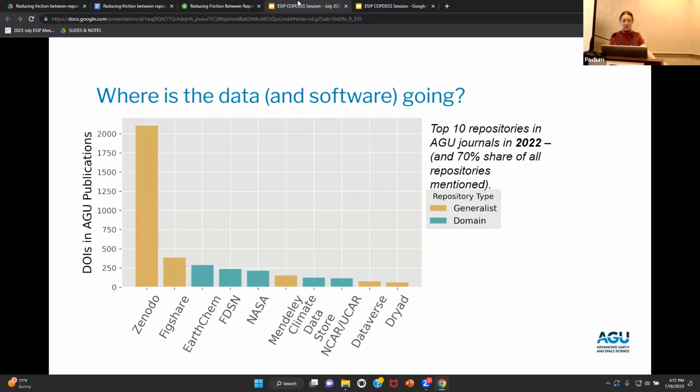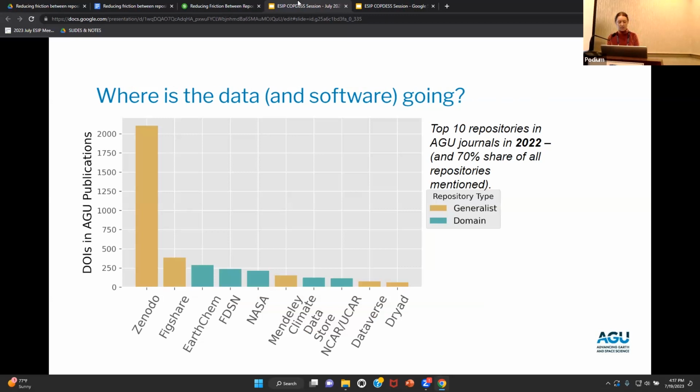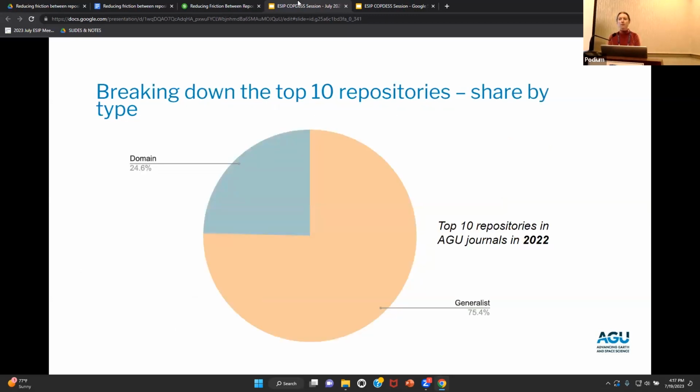You can see that Zenodo is capturing a huge majority of data sets and software that's being shared at AGU. I think the number across every single data set or software citation that was shared in 2022 is something like 50% ended up in Zenodo. So breaking down that top 10, you can see generalist repositories in general, defining that as repositories in yellow here that are not domain specific. They're capturing 75% of that top 10. Domain repositories are sitting at less than 25%.